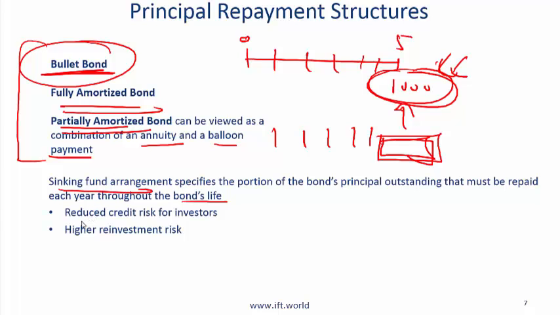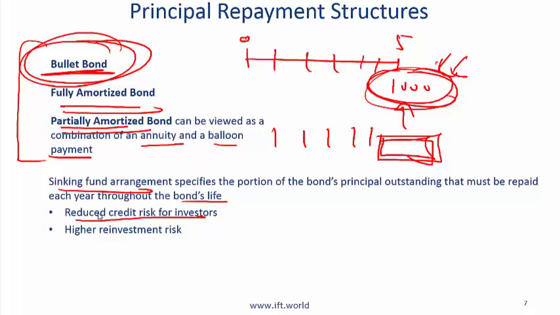A sinking fund arrangement reduces credit risk for investors. So you can see that the highest credit risk is with a bullet bond, because there is this large amount that needs to be repaid at the end, and obviously there is a risk that this large amount will not be paid at the end, that there might be a default.